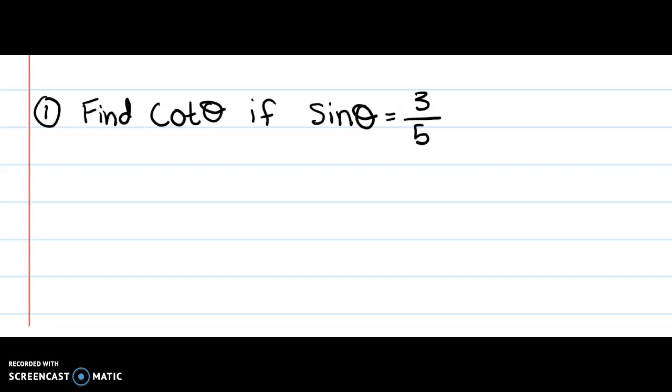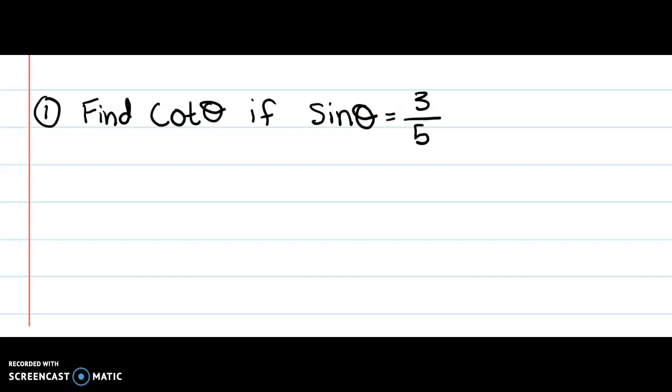Okay, so this video is going to be on ratios and then solving triangles. So this first one here, we have: find cotangent of theta if sine of theta is equal to 3 over 5. Take a minute, pause the video, try it on your own, and then come back.